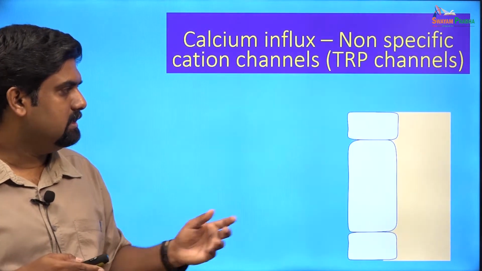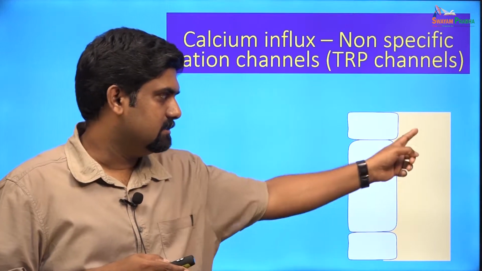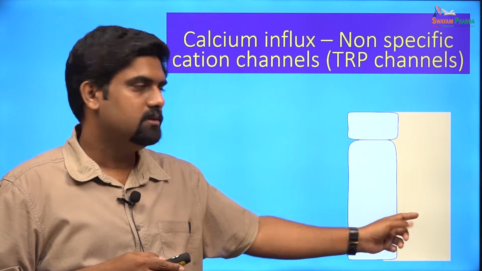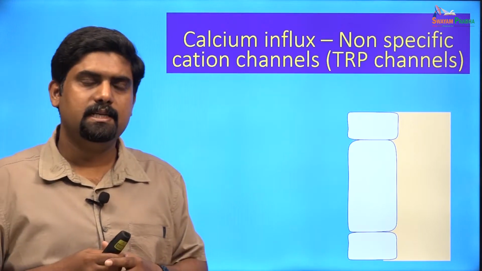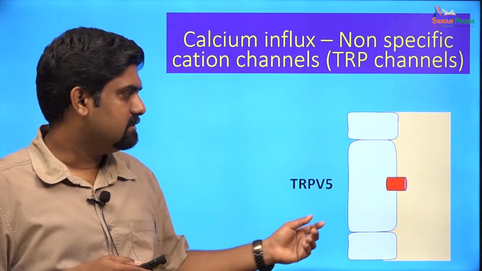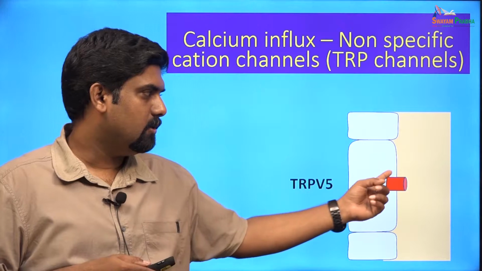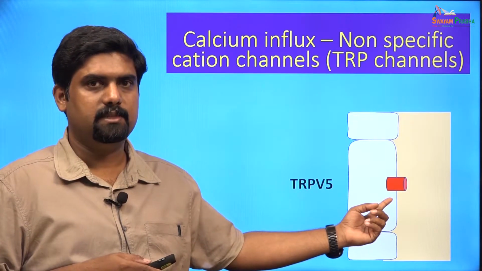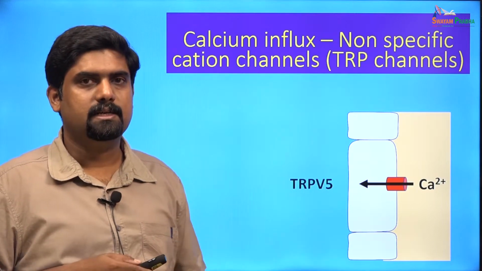So here we see a cartoon of a renal tubular epithelial cell. This is the lumen of the renal tubule. This is the renal epithelial cell. So we know that vitamin D causes calcium absorption from the renal tubules, and that is by insertion of a class of TRP channels known as TRPV5 on the apical surface of the renal epithelial cell. So this favors calcium entry into the renal epithelial cell.